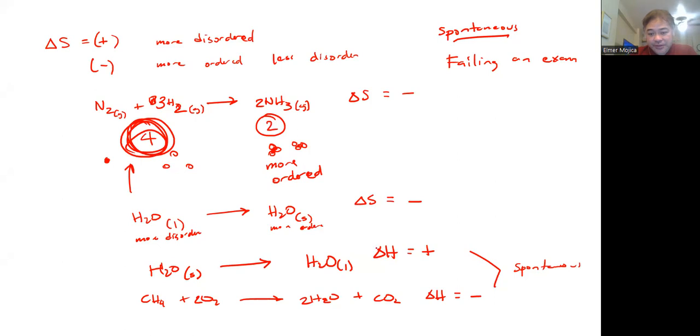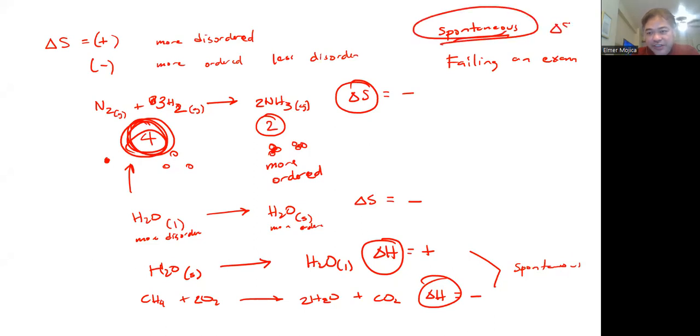Now the thing here, the enthalpy cannot predict whether your reaction will be spontaneous or not, but the entropy is able to predict it. What they observe in any spontaneous reaction, the delta S is always positive. There's always an increase in entropy. There's always an increase in what we call delta S.